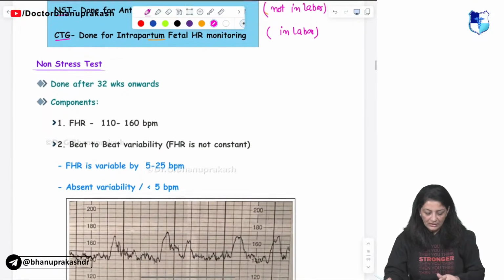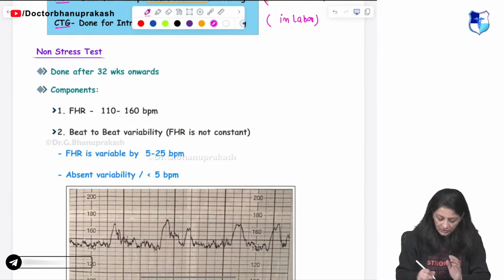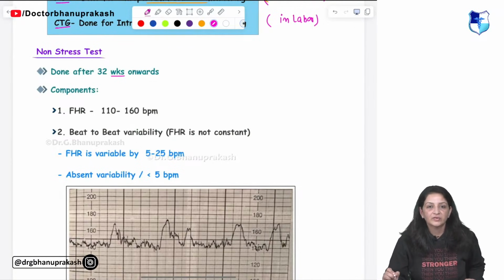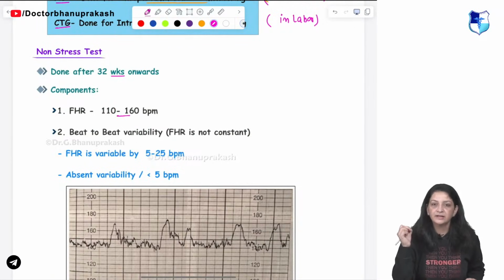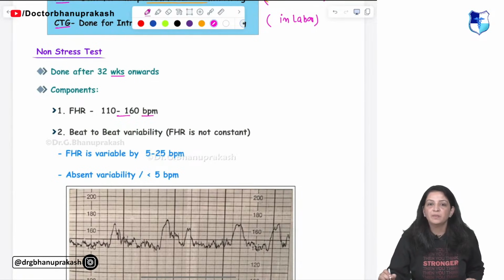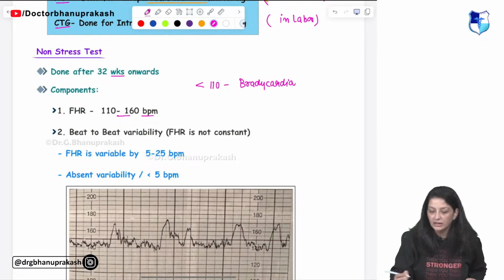Now, first of all, let's talk about the non-stress test. The non-stress test is done after 32 weeks onward. Important is what are the components of NST. First of all, fetal heart rate. Normal fetal heart rate is 110 to 160 beats per minute. Less than 110 is called bradycardia. More than 160 is called tachycardia.